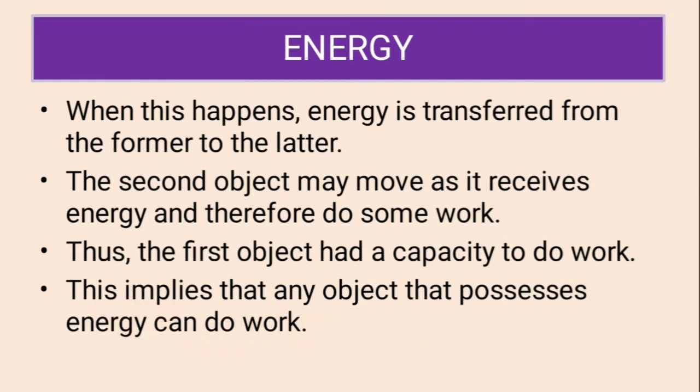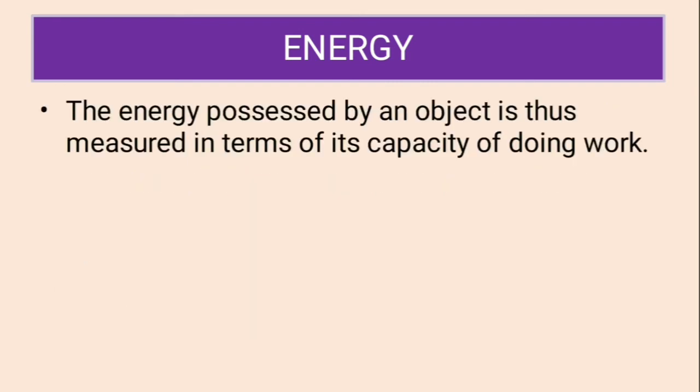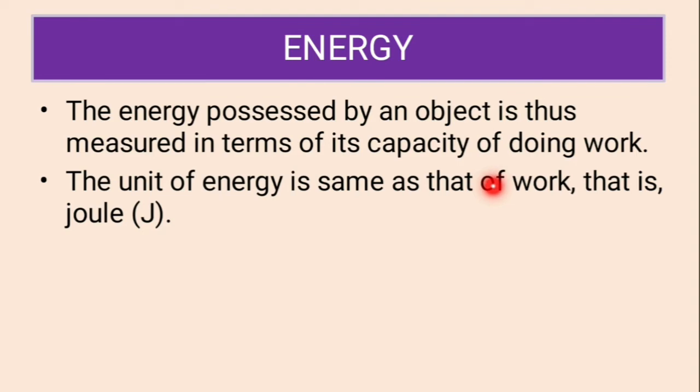So, which objects can do work? Whichever has the energy. And how does work happen? If you have energy, you can apply a force, and if there is a displacement, then you say that he has energy to do the work. The energy possessed by an object is thus measured in terms of capacity of doing work. The unit of energy is same as that of the work, that is joule.